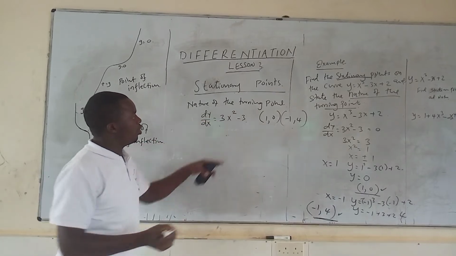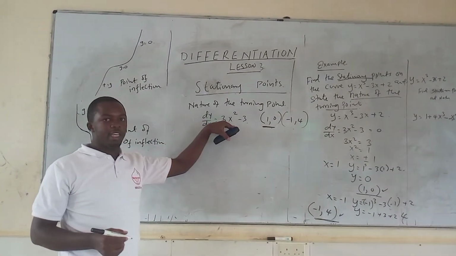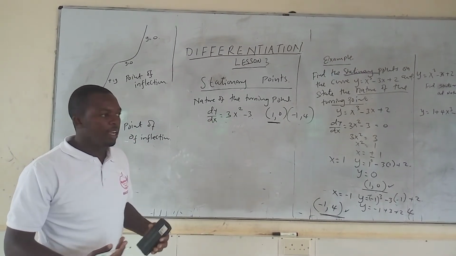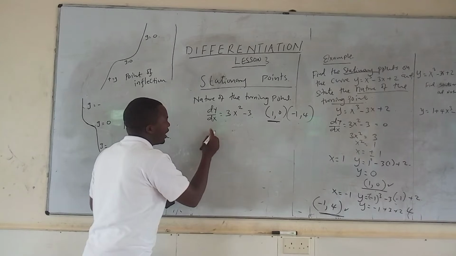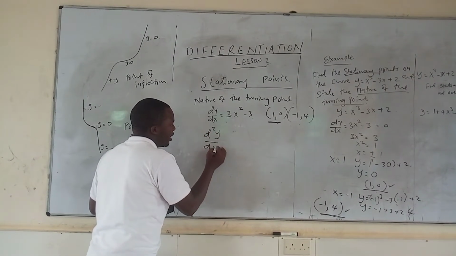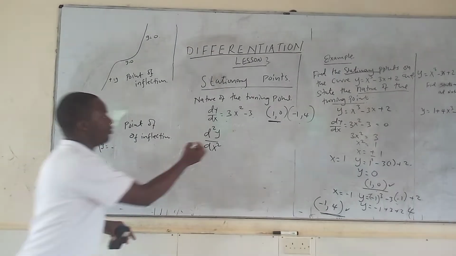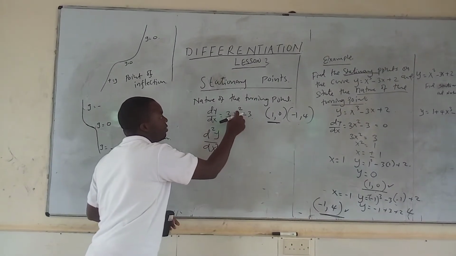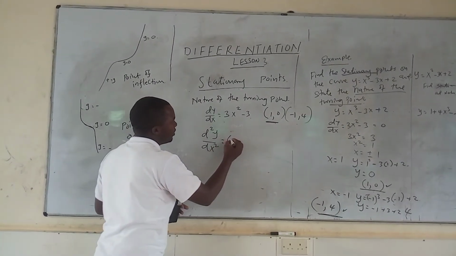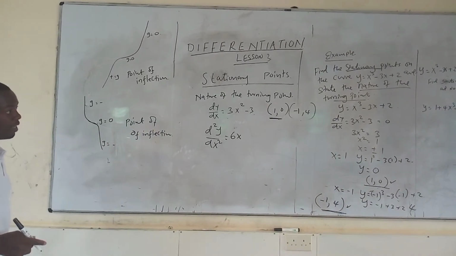So if I need to know the nature of these stationary points, I will need to get the second derivative. So I differentiate again and get another derivative, d squared y over dx squared. That's a second derivative. So I will differentiate this one, and it's going to be 6x.